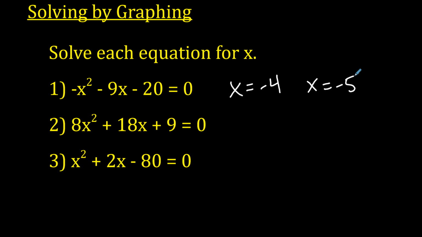And what you can do to check that, to verify, is you could plug those in. So if we plug negative 4 in here, we get negative 16, because negative 4 squared is 16, and then you make it negative. And then negative 4 times 9 is negative 36, so it would be minus negative 36. And then minus 20. And this ends up being negative 16 plus 36, which is 20, minus 20, which is 0. So that's one way to check this out. And then if you plug negative 5 in, it'll also work, and you'll get 0. Okay, let's look at the second one.